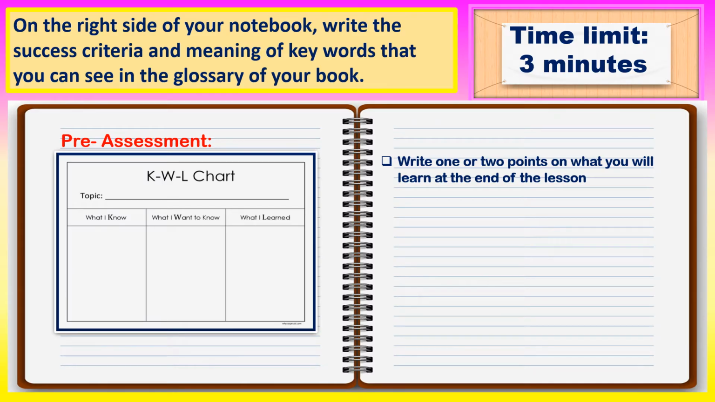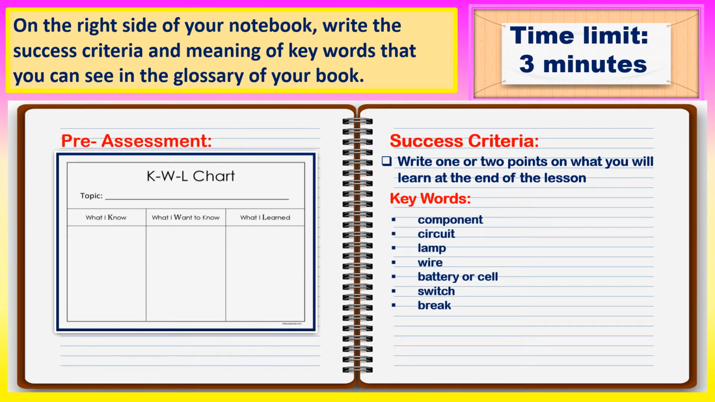Now, on the right side of your notebook, write the success criteria and the meaning of keywords that you can see in the glossary of your book. For the success criteria, write 1 or 2 points on what you will learn at the end of the lesson. And then, you will find the definition of the following keywords using the glossary of your book. The keywords are component, circuit, lamp, wire, battery or cell, switch, and break. You have only 3 minutes to do this activity.